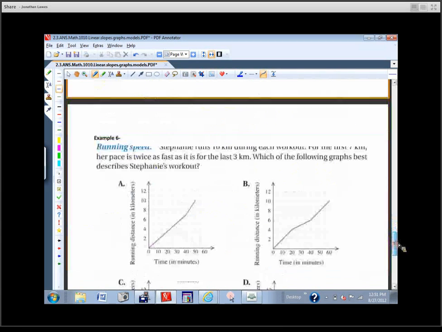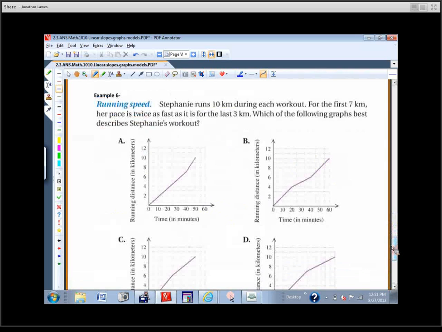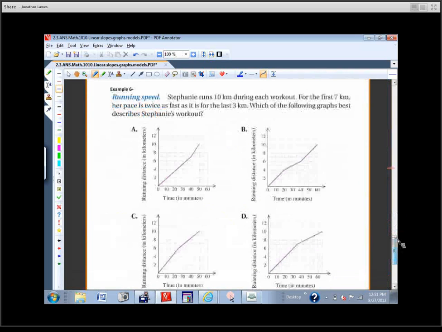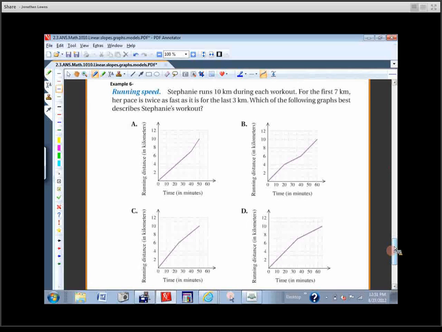Let's take a look at the last one. Okay, and this one's pretty easy. I'm going to make this a little bit smaller so we can see all of them at once. Now, has anybody in here had physics? A couple of you. You guys might have an advantage on this one because you've probably seen graphs like this before. So it says Stephanie runs 10 kilometers during each workout. So that's a distance.